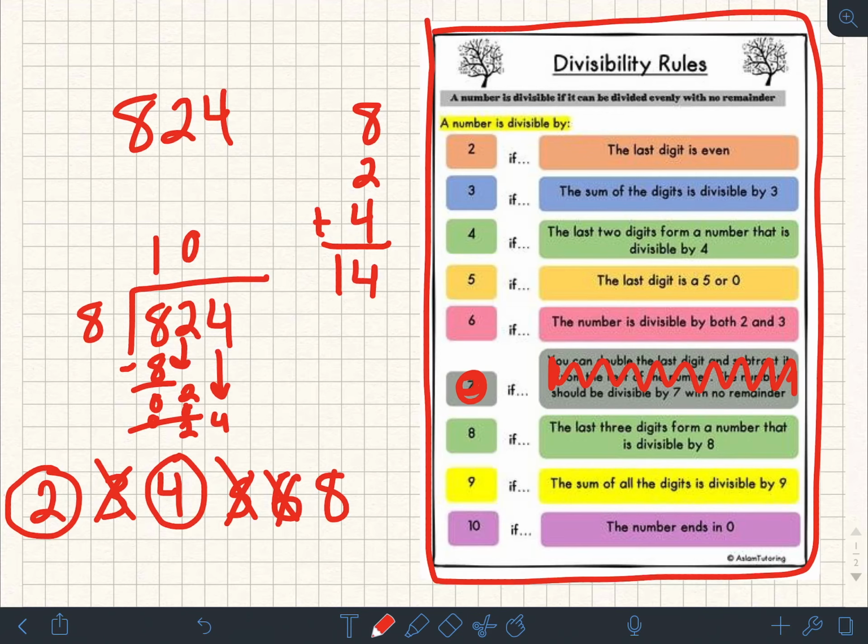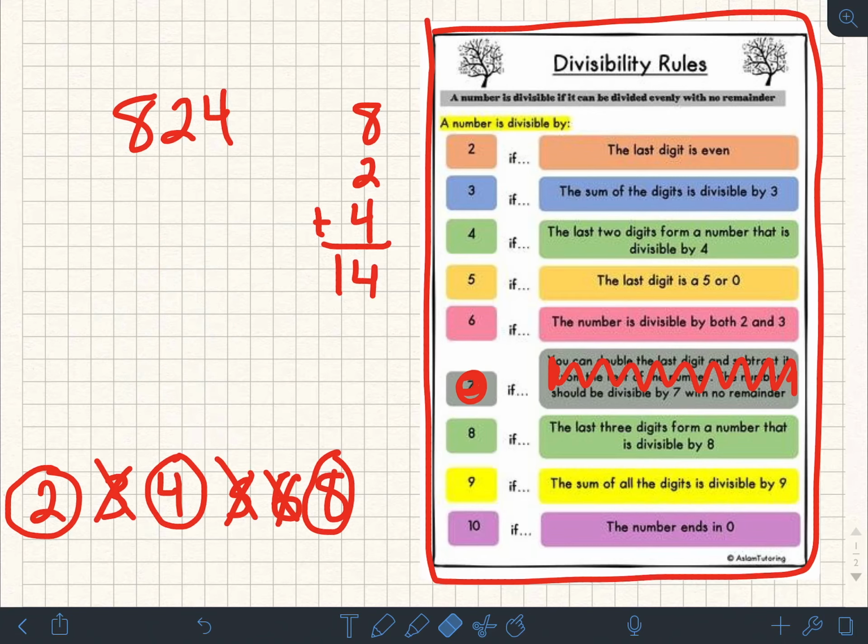Bring down the 2. 8 goes into 2 0 times. 0 times 8 is 0. 2 minus 0 is 2. Bring down the 4. 8 goes into 24 exactly 3 times. 3 times 8 is 24. 0. This is divisible by 8. So it goes in there exactly 103 times. So we are divisible by 8. And let me just erase all this division.